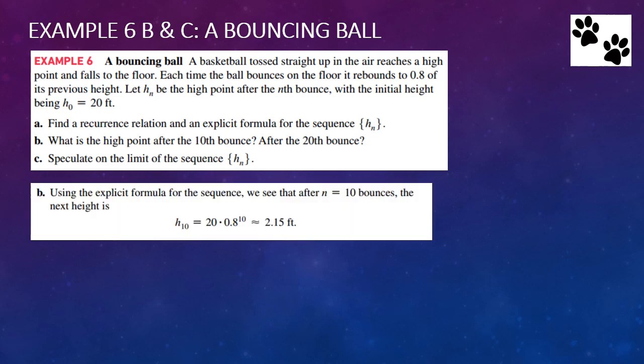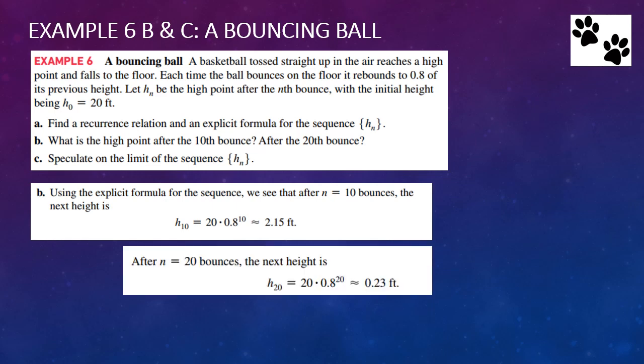So here we can see that h sub 10 is going to be 20 times 0.8 to the 10th power, which is 2.15 feet. Doing the same thing with the height after the 20th bounce, h sub 20 equals 20 times 0.8 to the 20th power, or 0.23 feet. So this is pretty straightforward once you've identified the explicit formula.